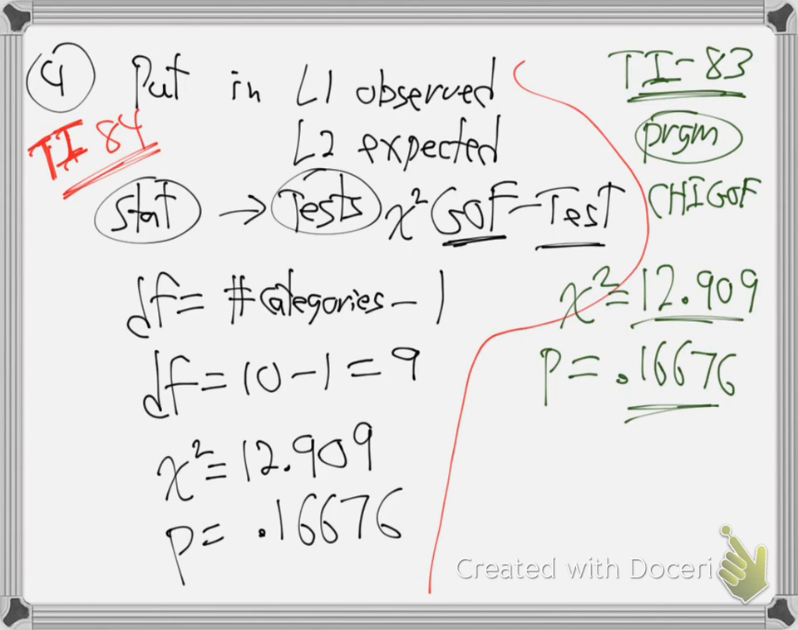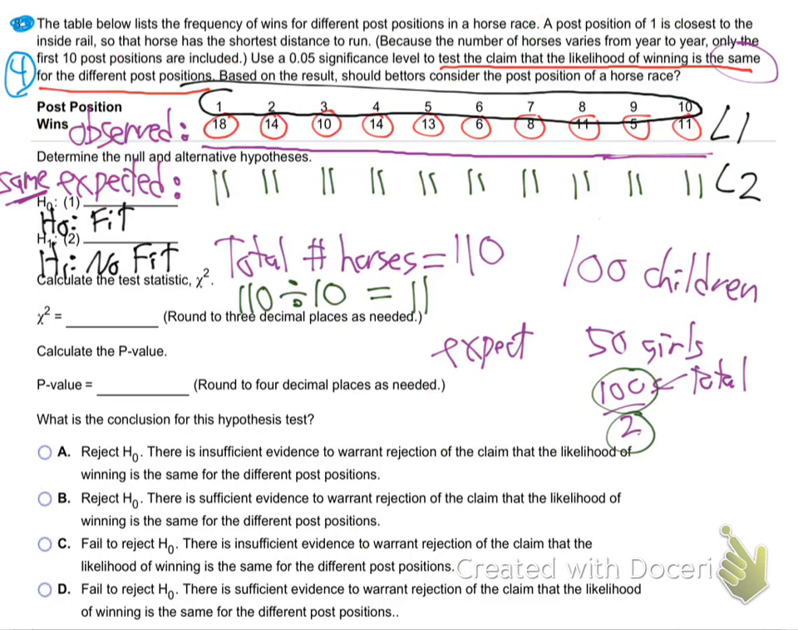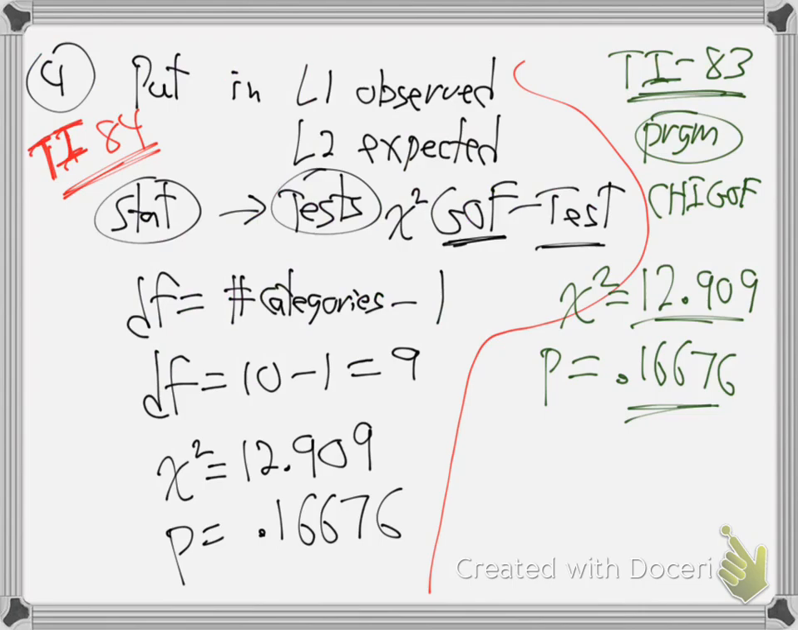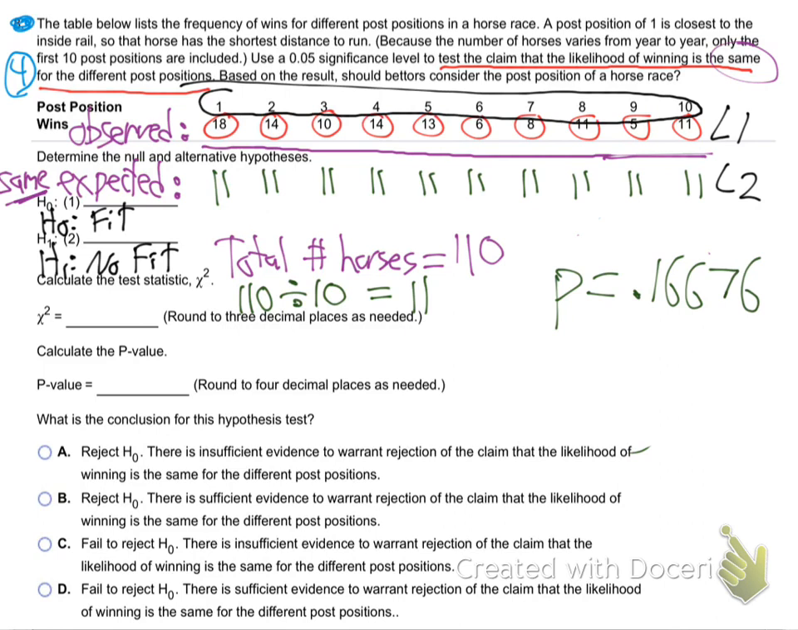So what in the world does that mean? Is the p low or not? No, p is not low. So the p is 0.166. Wasn't that what it was? Yeah, not low. The p is not low. The H0 does not go away. So we're sticking with the H0.